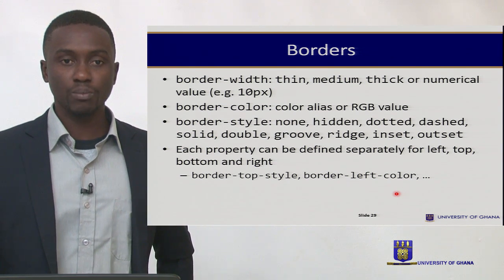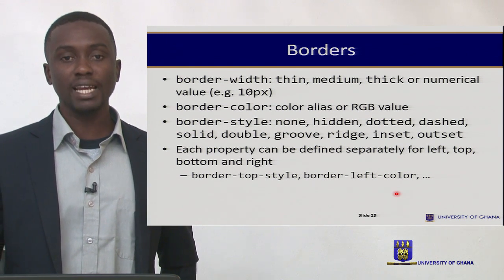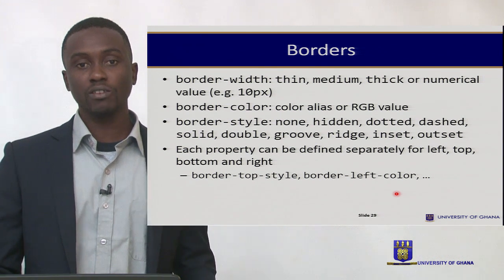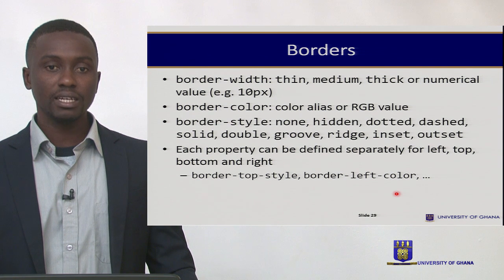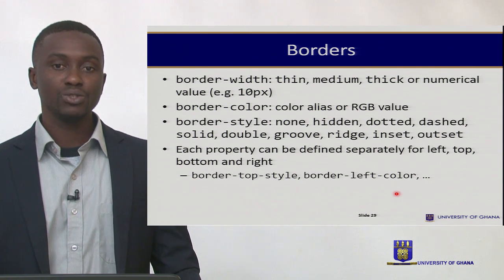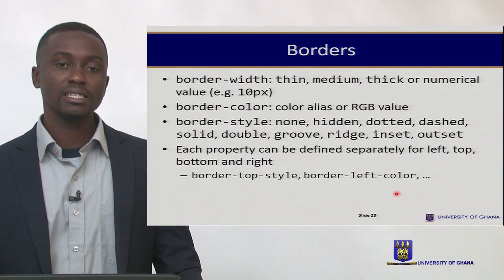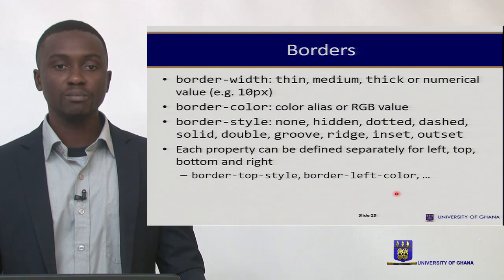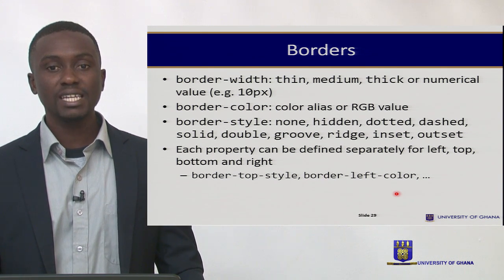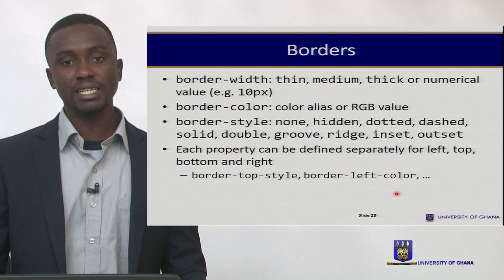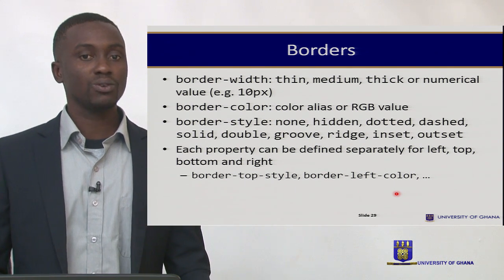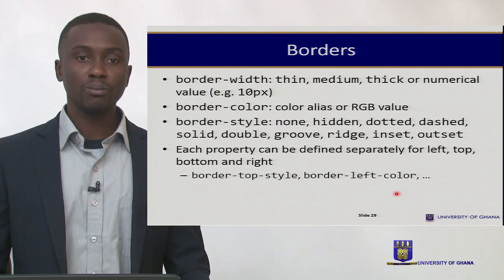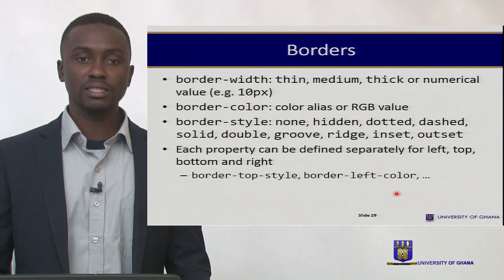Another set you can look at is border. You can give borders to your elements, and then you can specify the width of the border. You can have it to be thin, medium, thick. You can have a border color to be any of the colors defined with RGB or hexadecimal. You can have types of borders, which is the border style. It could be none, hidden, dotted, dashed, solid, double. You can have so many different ones.